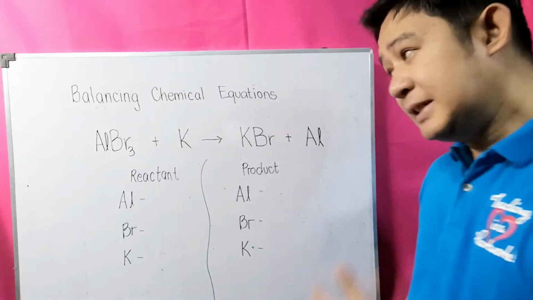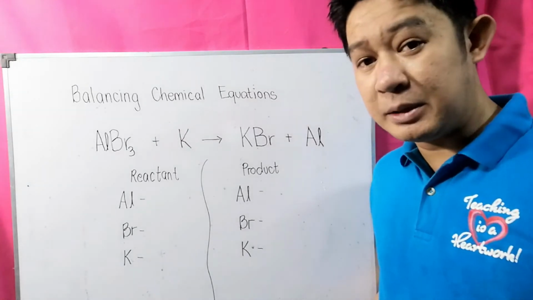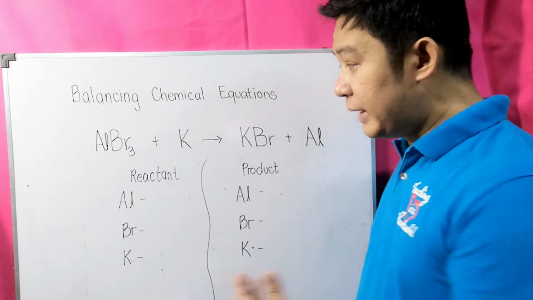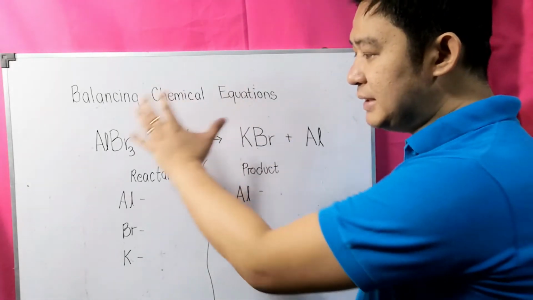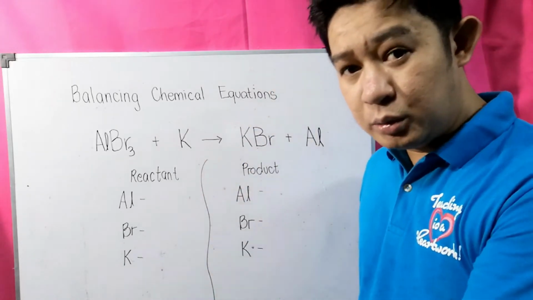This is actually a type of chemical equation which we call single replacement, wherein we have here a compound, aluminum bromide, that will react with potassium, and this reaction will take place in an aqueous solution.